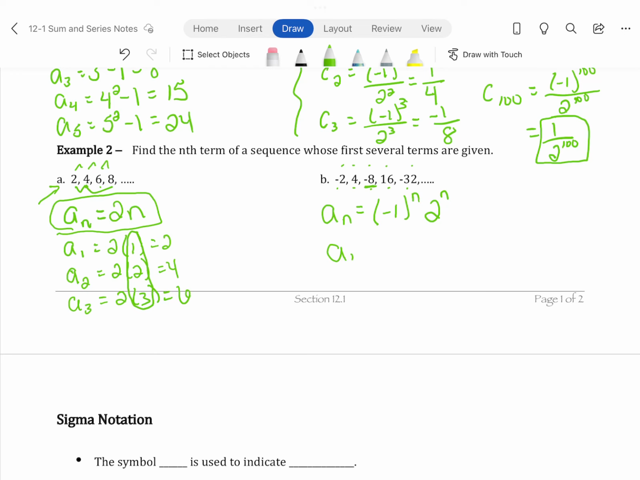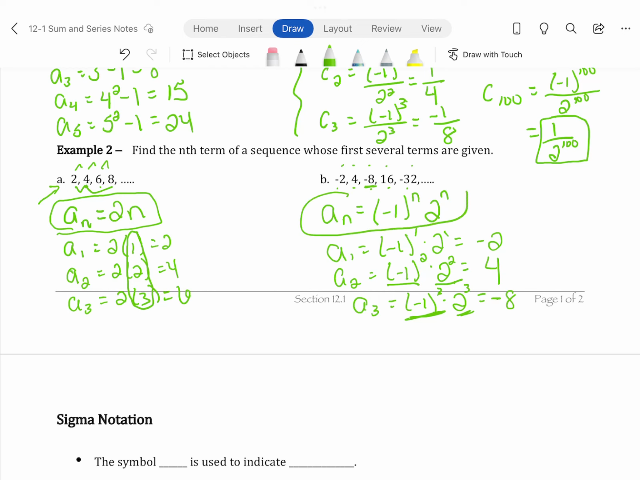Well, if I wanted my first term, that would give me -1 to the first times 2 to the first. That would give me -2. If I plug in my second one, it'd be -1 squared times 2 squared, so this would give me my positive. 2 squared is 4. Check at least the first 3. -1 cubed times 2 cubed, so this gives me my negative. 2 cubed is 8, and so forth. So this would be our answer, finding the formulas. Again, it takes some time, some trial and error. Think about it and see what you can come up with. So those are the 2 things that you are going to do with sequences in that notation.